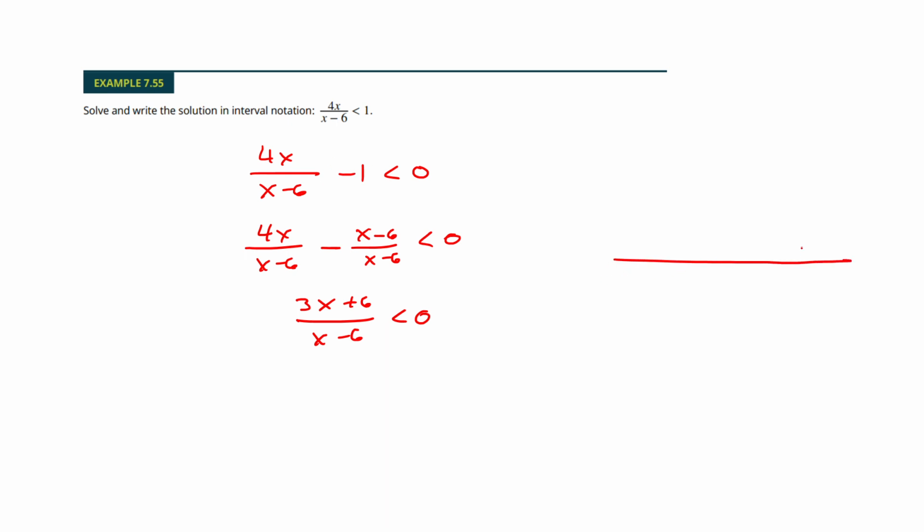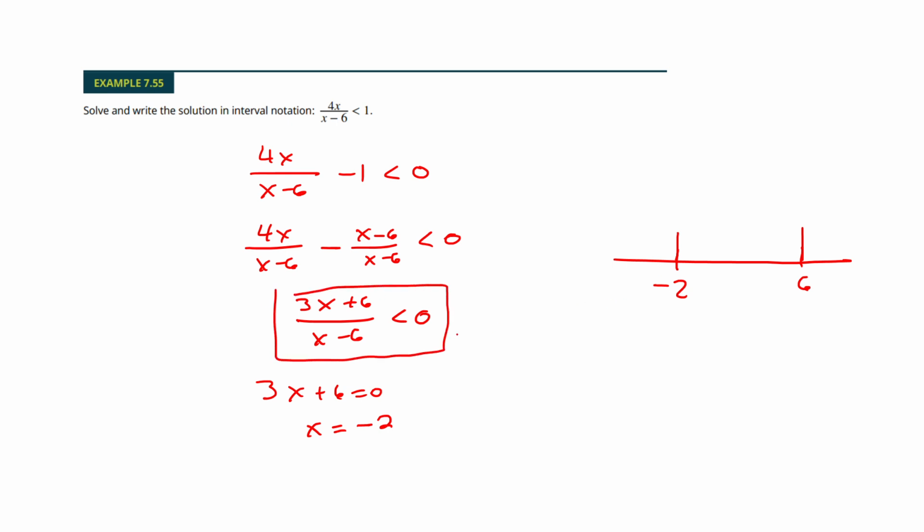So I've got an asymptote at 6, because I can't let the denominator equal 0. If I solve this top, so again, since it's equal to 0, the top is the only thing that matters. So it's 3x plus 6 equals 0. This is going to be negative 2. So send that over, negative 2. Okay, so there's my boundaries. And then it becomes the same thing. We're going to test this region, but we're going to work with this one here, okay? We're going to check it here so we can see if it's greater than or less than 0.